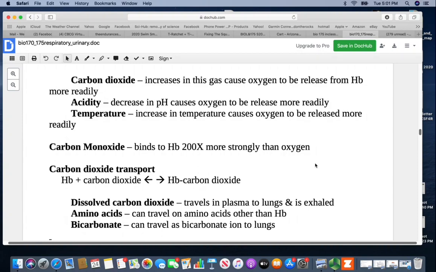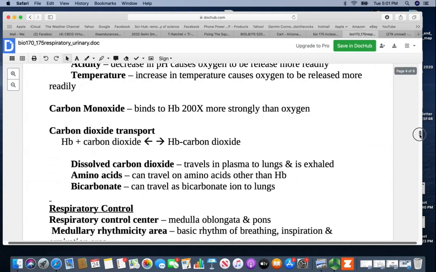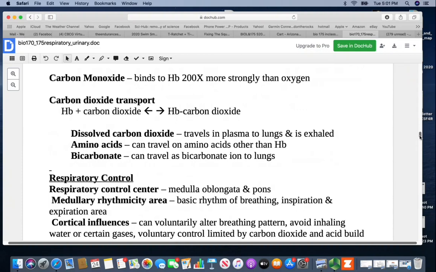There also is a little bit of carbon monoxide in cigarette smoke, so that is not helping you out either in that situation. Carbon dioxide, on the other hand, can be transported different ways. It is not as reactive in the body, so it can travel on hemoglobin as well. Again, we have that reversible reaction. But it can also be dissolved in the plasma, where when it gets to the lungs, it will come out of the plasma and be exhaled. It can travel on other amino acids other than hemoglobin, and it can travel as the bicarbonate ion to the lungs.